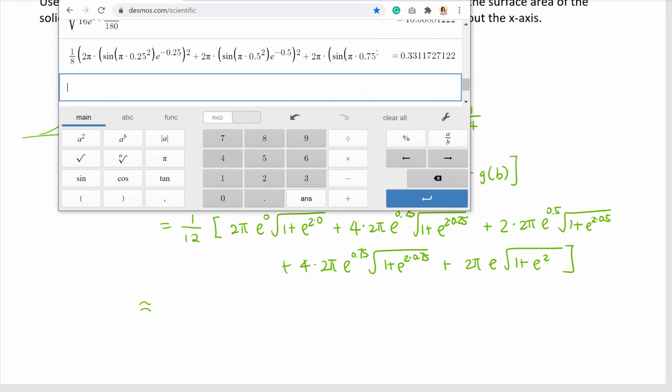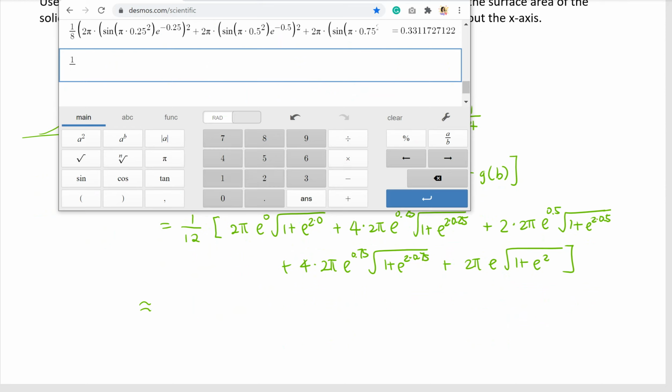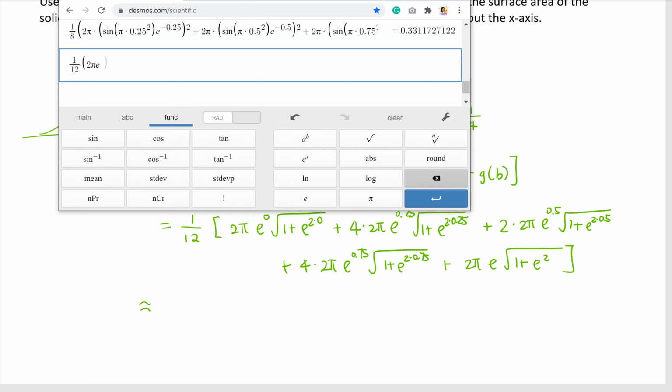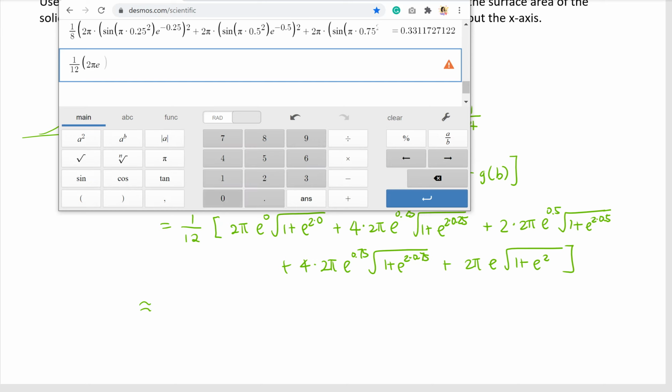So calculator, here we go, 1 over 12, and then times 2 pi, and then e to the 0. Actually, I know e to the 0 is 1, but I just want to type it one time, and then we can copy and paste. We don't need to retype it again.